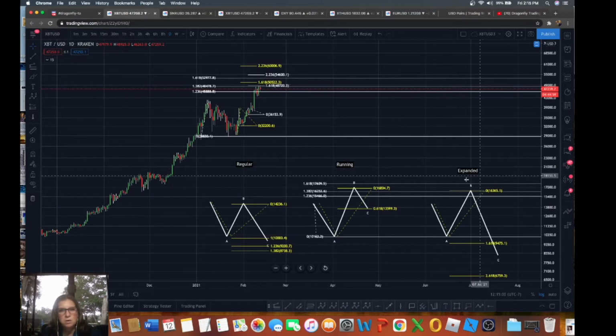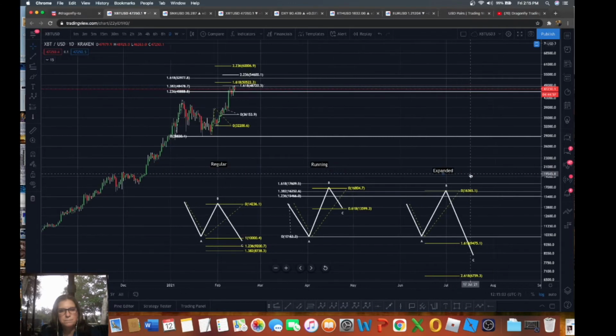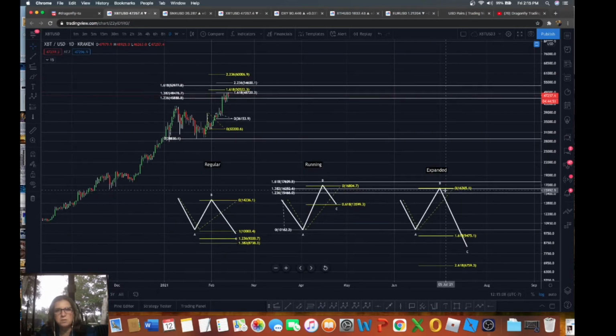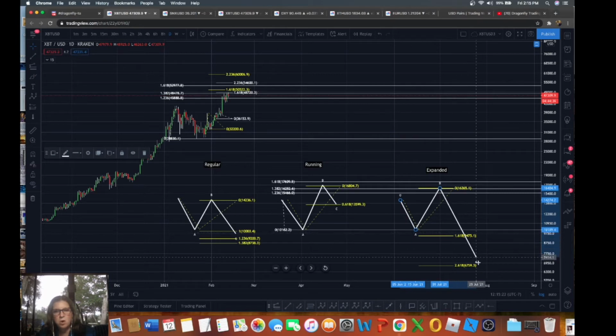And then the last one is called the expanded flat. And in the expanded flat, it does the same thing. It comes up into the pocket, but the C wave is much longer. It hits the 1.618. It surpasses the A, and I have seen them go all the way to the 2.618. These type of flats happen more at the top of a run.